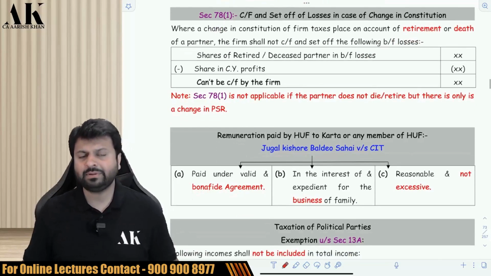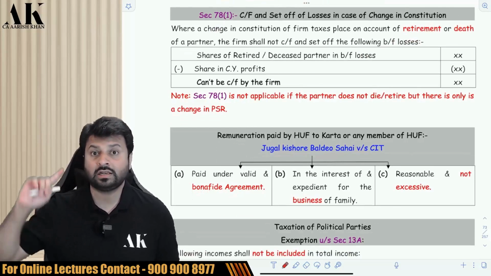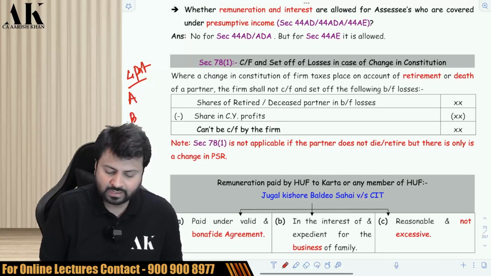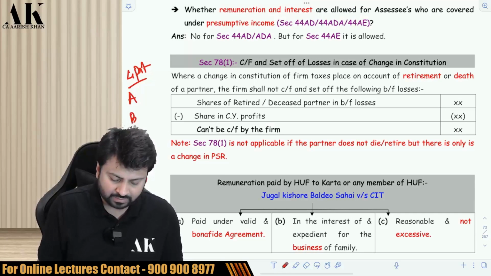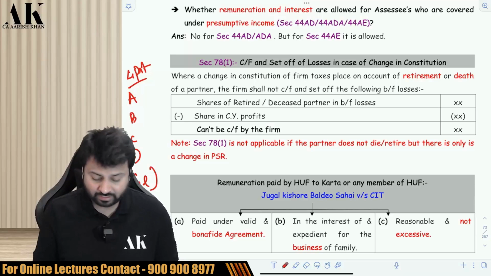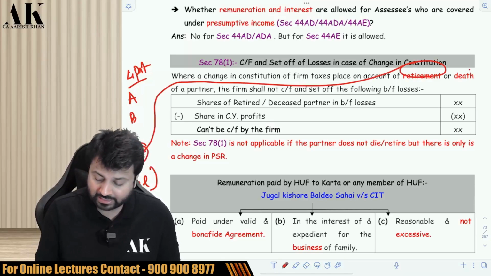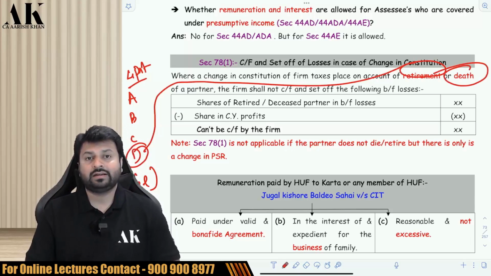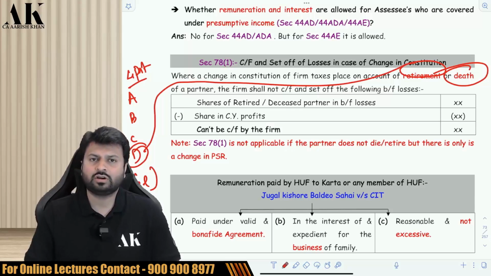Next, what happens in case of loss? If there is a loss in the last year, suppose there were 4 partners last year, A, B, C, D, and there was a loss incurred by the 4 partners to the extent of 8 lakh rupees. What will happen with that loss? If one of the partners in the current year retires or is dead, then the proportionate loss, the government says, will be disallowed. Only loss, not unabsorbed depreciation, only loss.